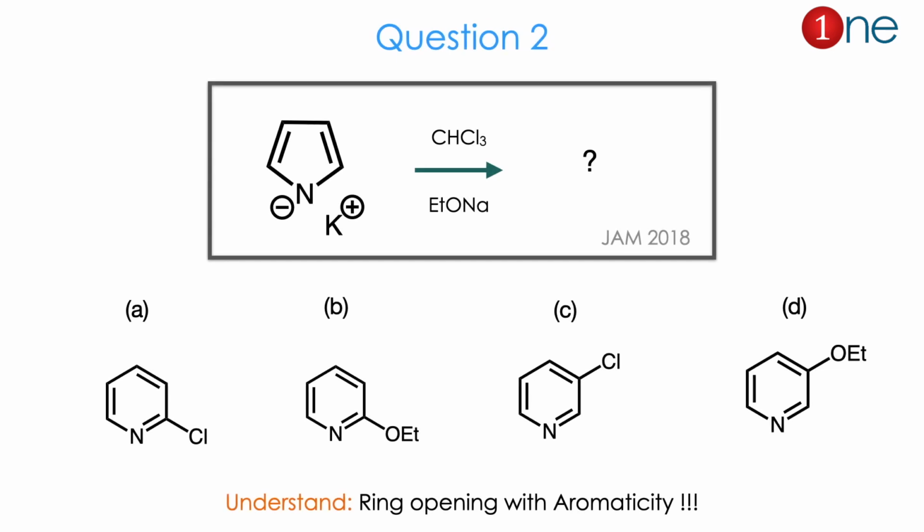Then question number 2. The starting material is pyrrole with the proton abstracted, compensated by a potassium ion. You have chloroform and a base, sodium ethoxide. They ask you to find the product. The products are of 4 types. Surprisingly, the product has a 6-member ring, which is a pyridine ring. You have attachments: substitution, whether chlorine substitution or ethoxide substitution, or substitution at the second position or third position. So from the question to the product you might understand that the ring is opening with aromaticity. The answer is C. Let us see how.